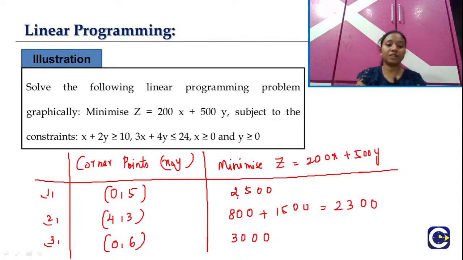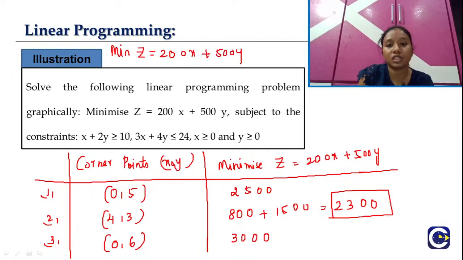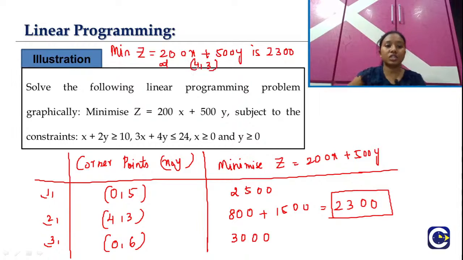So here we have to find the minimum. What is the minimization of the objective function here? The minimum value here is 2300. That means the minimum of the objective function z equal to 200x plus 500y is given by 2300 at the vertex point 4, 3. So this will be the solution of the given linear programming problem.